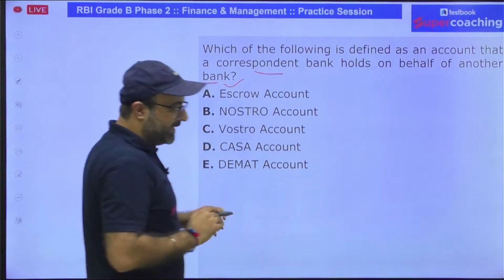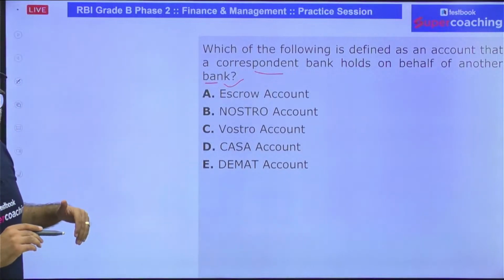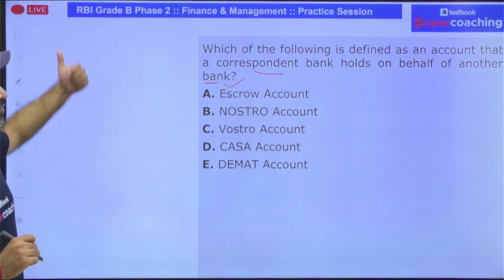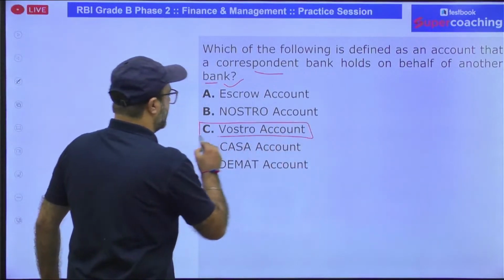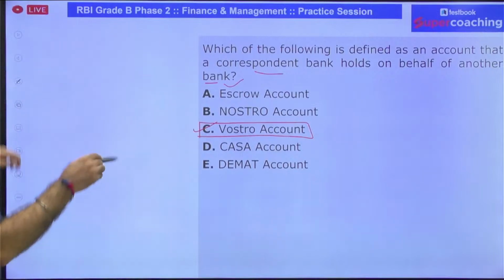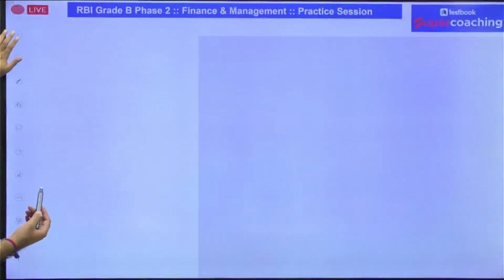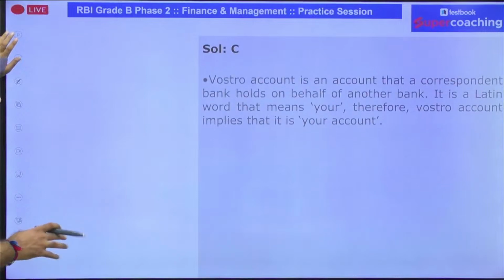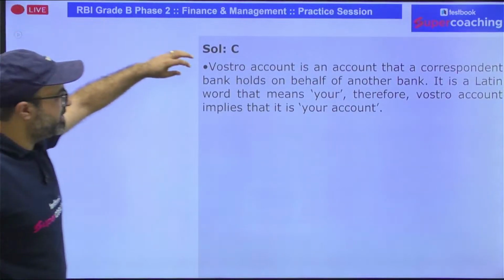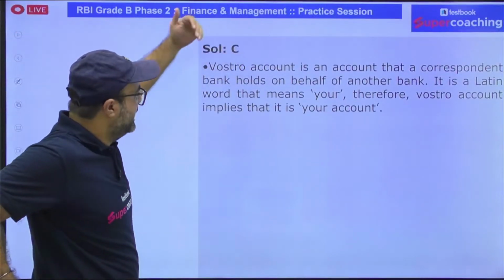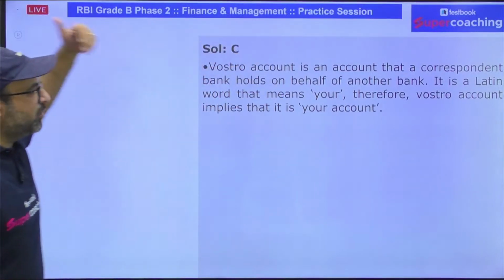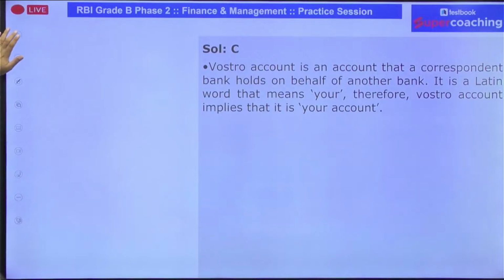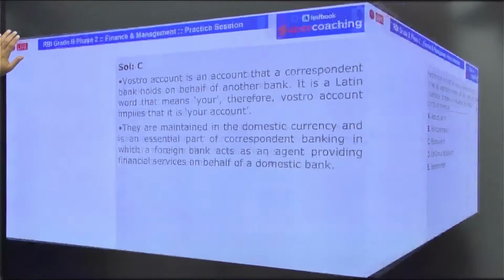So SBI is holding an account, and this account belongs to another bank, and that bank is in another country. In that particular case, we can use the term Vostro account. It must be given more clearly, but if this much information is given, then also we can say a correspondent bank holds on behalf of another bank. The Latin word is your. So therefore, Vostro account implies your account with us. So if the correspondent bank is holding the account of another bank, then it will be termed as your account with us.